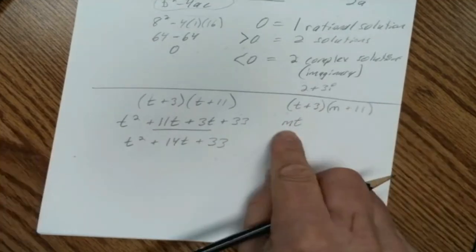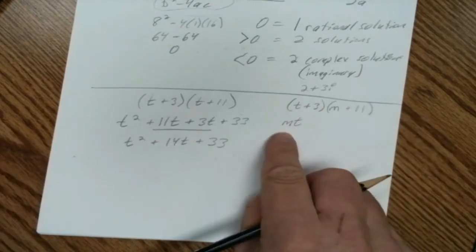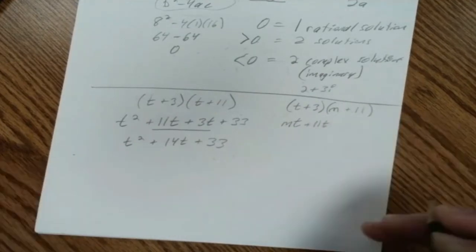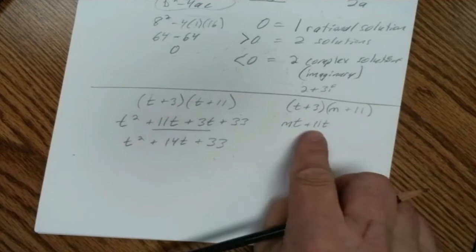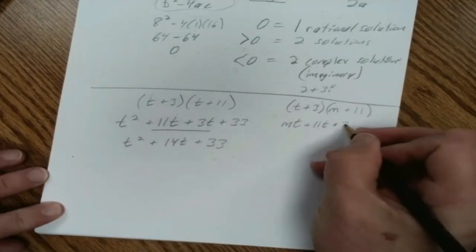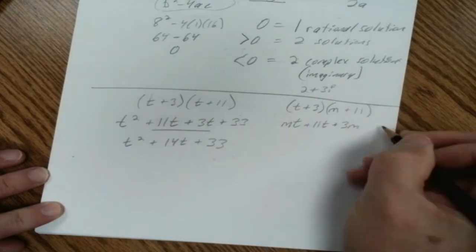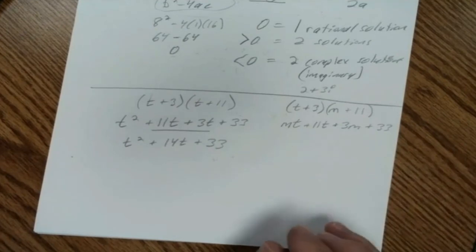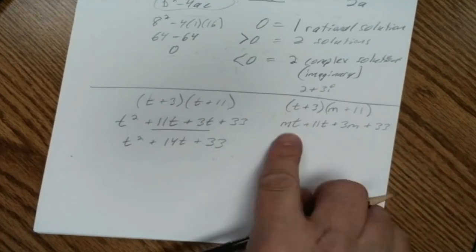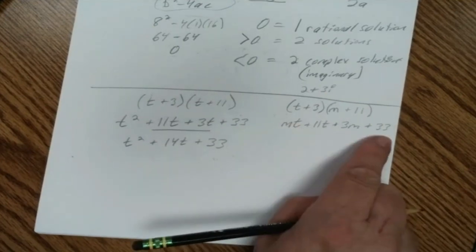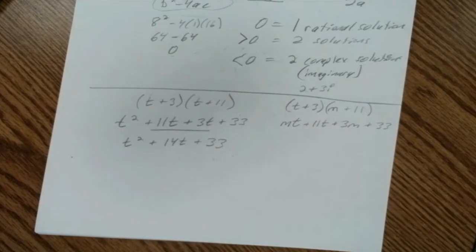I'm putting them in alphabetical order when you have 2 different variables. Alphabetical order, mt, and then 11t, right? So then we have to take the 3 and distribute that. So plus 3m and then 33. Now in this case, we don't have any like terms at all. This is a t, this is an mt, this is a t, this is m, this is a constant. There's nothing else we can do to put those together. So we have to pay attention when we do that.